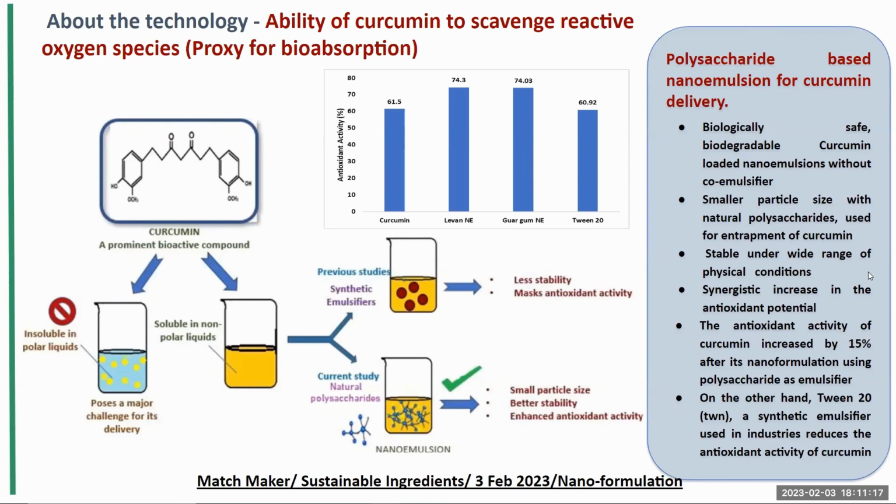Now, if you look into the data in the bar graph here, you will see normal curcumin antioxidant activity is 61.5%. This is the DPPH method we have used, and if we go for Tween 80, the activity actually reduces to 60.92%. Whereas when we used guar gum and levan, two very well-known polysaccharides used widely in the food industries, we were able to enhance the antioxidant activity to 74% in both cases. We are just showing the data here because we have evaluated several polysaccharides in this range, and we are just reporting the best ones. So we felt that this will be a good option.